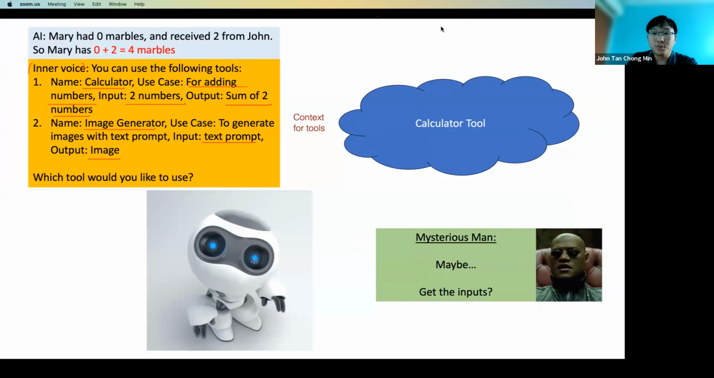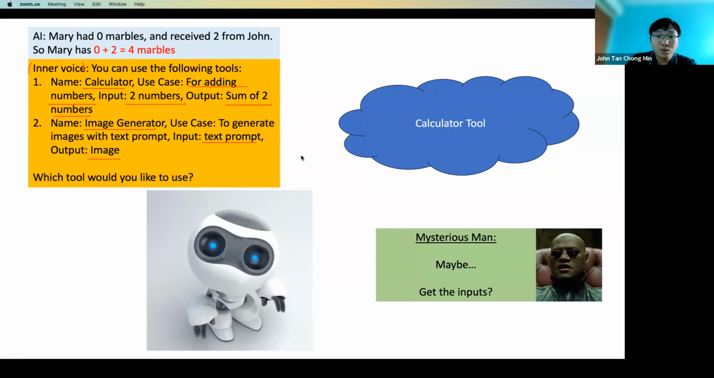All right, so let's move on. The next thing that I'm going to talk about is how are we going to get the inputs for the tools? Right now, we ask it, which tool would you like to use? And it just responds calculator. How are we going to get the exact things that we need to call this tool?